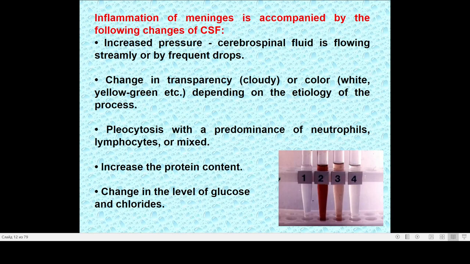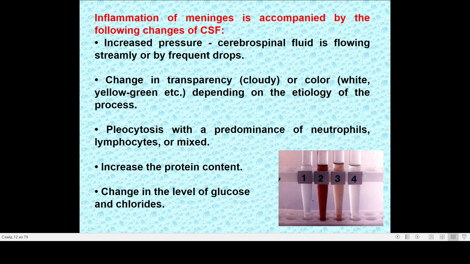Inflammation of meninges is accompanied by the following changes in CSF. First, increase in pressure: cerebrospinal fluid flows extremely or with frequent drops. Change in transparency or color. Pleocytosis with domination of neutrophils or lymphocytes or mixed. Increased level of proteins. Change of level of glucose and chlorides.